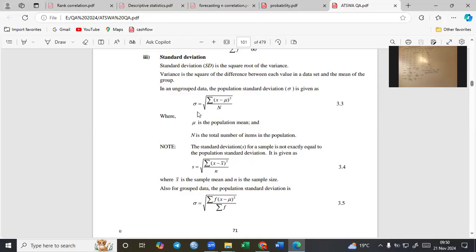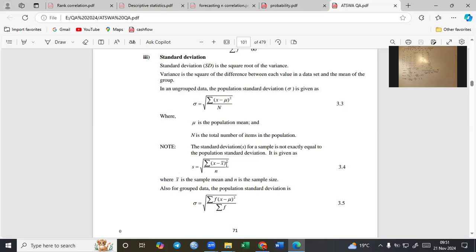Note, standard deviation for a sample is not always exactly equal to population standard deviation. That is good to know. When we talk about sample standard deviation, it's not the same as the standard deviation of the whole population. It might be different.